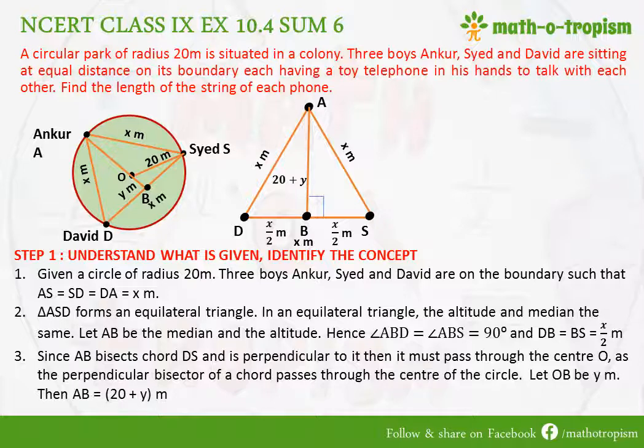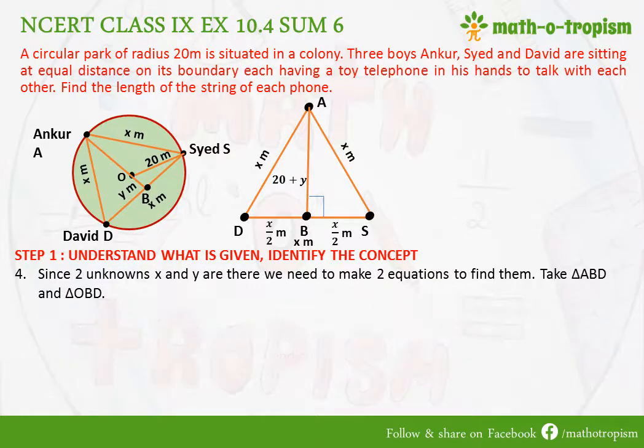Let me write it in the triangle separately as I have already drawn. We have two unknowns here, both X and Y, so I need two equations. Let us take another triangle which has a 90 degree angle. We have triangle ODB also having a 90 degree angle. OD is 20 meters since it is the radius, DB is X by 2 and OB is Y meters. Taking these two, I am going to use the Pythagoras theorem.